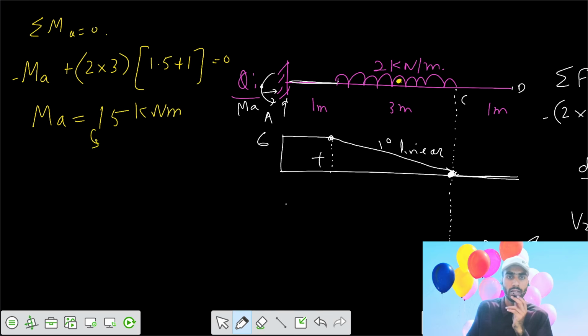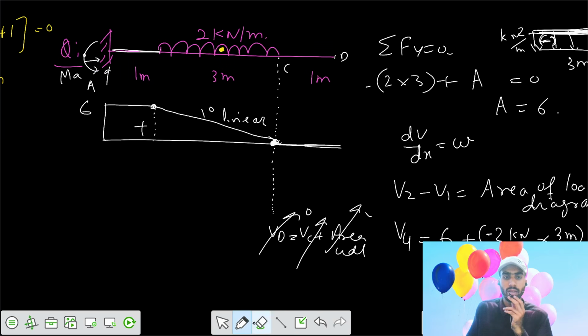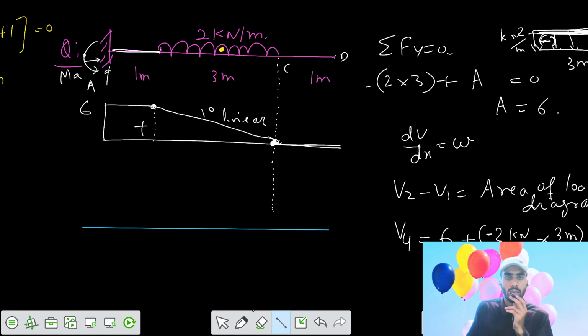That's anti-clockwise direction. So if you want to make the BMD, try to make the BMD below the shear force diagram, because it becomes easy to draw these diagrams once the loading is increased and the loadings are complex. So try to make the BMD below your SFD.